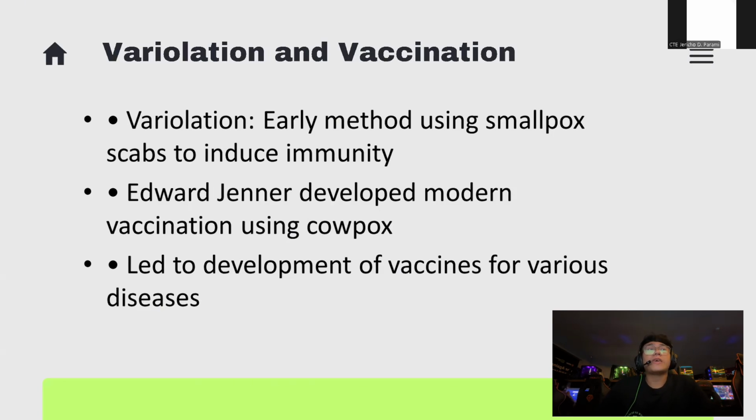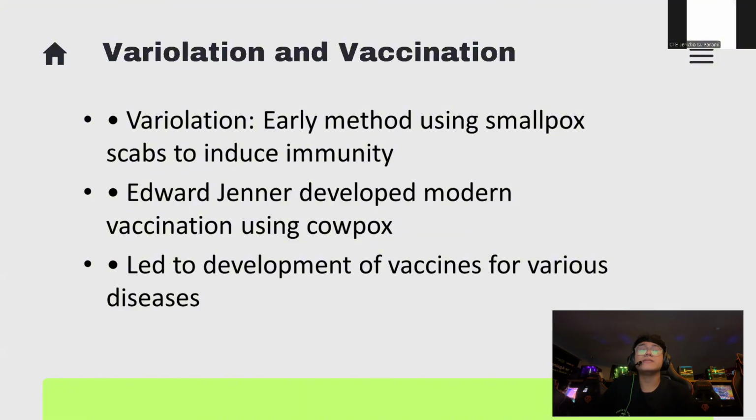This breakthrough came in the 18th century when Edward Jenner observed that milkmaids exposed to cowpox did not contract smallpox. He hypothesized that exposure to a milder virus could protect against a more severe one.